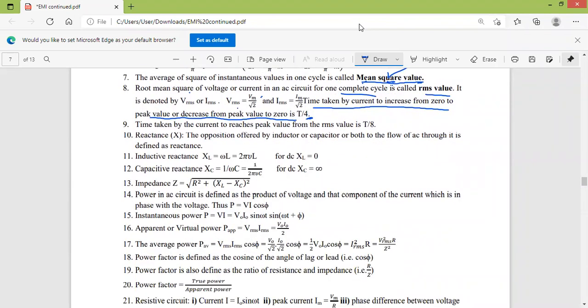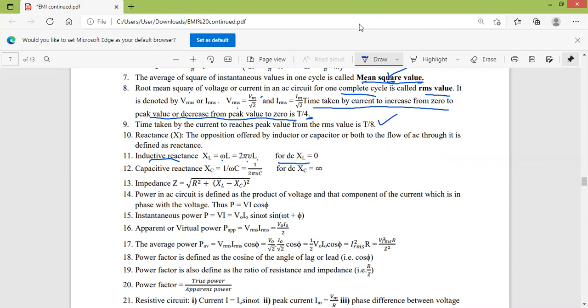The time taken by the current to reach peak value from its RMS value is T by 8. Next, reactance. Reactance is similar to resistance, but offered by the resistor. The opposition offered by the conductor is called resistance. The opposition offered by the inductor or capacitor to the flow of AC current is called reactance. Inductive reactance XL is equal to omega L, or 2 pi nu L.